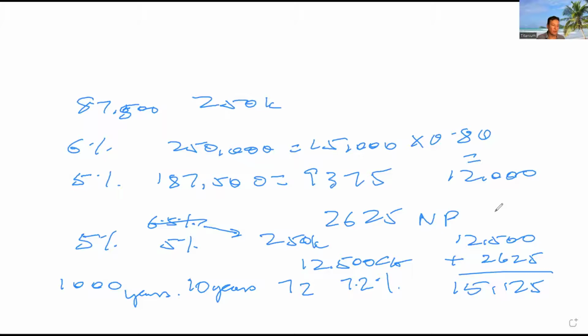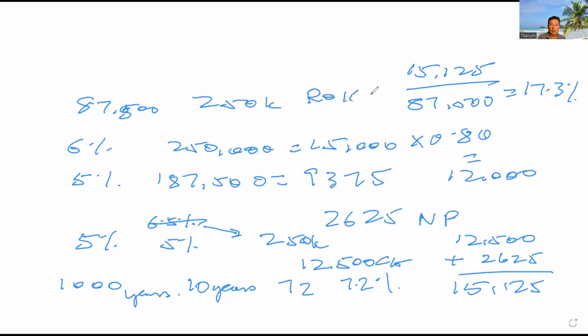15,125. Divide by the amount that you left behind, 87,500. 15,125 divided by 87,500 equals 17.3%. Okay, so your ROIC is above 17.3%. Go for it, man.